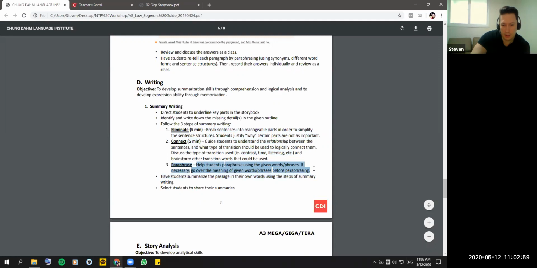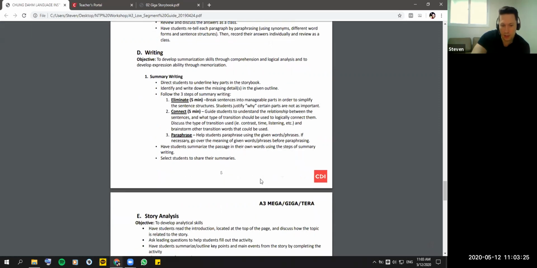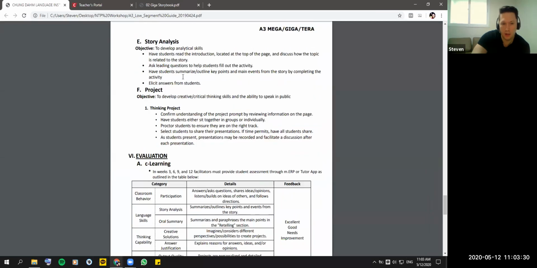Paraphrasing is the most important, in my opinion, because that's just the final product of everything else you've done. You can show them synonyms that will help them paraphrase. Maybe you can make recommendations, provide some vocabulary assistance as to what the words you've provided mean, and what words they are synonymous to in the original writing. Have the students summarize the passage in their own words using the steps provided. And then you can select a few to review and maybe check some grammar as a class on that.